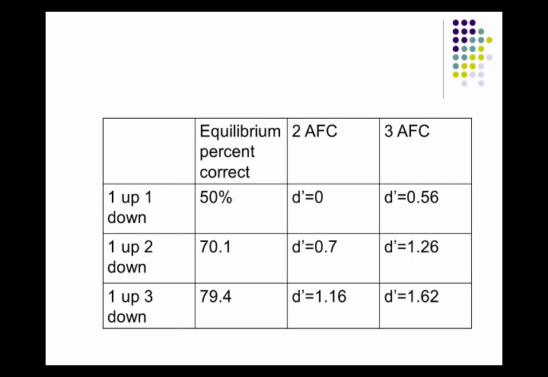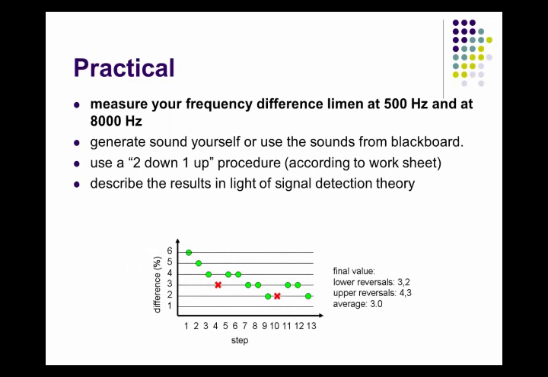That's it. What I want you to do is to actually run this experiment yourself. So you measure your frequency difference limen at 500 Hz and 8,000 Hz. Let me just talk very briefly about what that is. We actually talk about frequency discrimination later on, but it is straightforward to do the experiment.